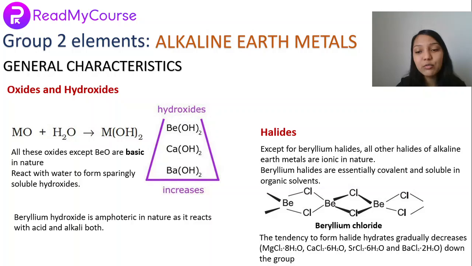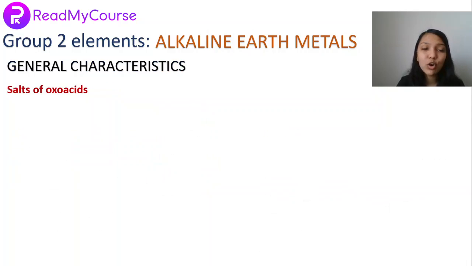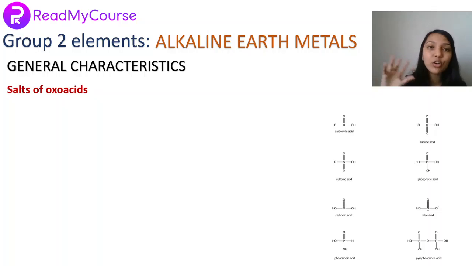And the tendency to form hydrates, halide hydrates, generally decreases down the group. So when we talk about alkaline earth metals, the tendency to form halide hydrates decreases as we go down the group. Fine. This is about the oxides, hydroxides and halides of alkaline earth metals. Now talking about the salts of oxoacids, we discussed what oxoacids are, right?